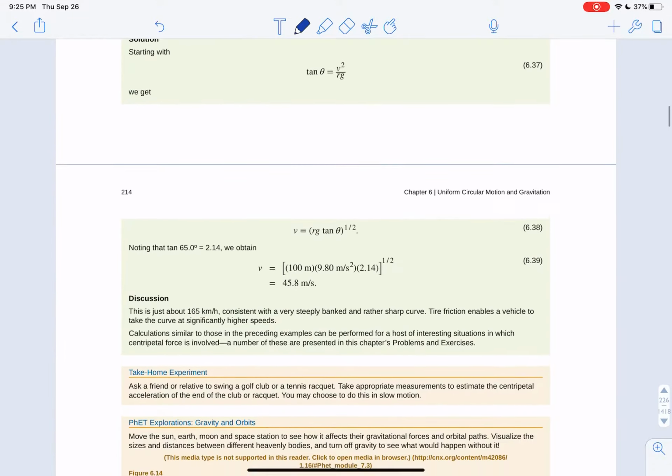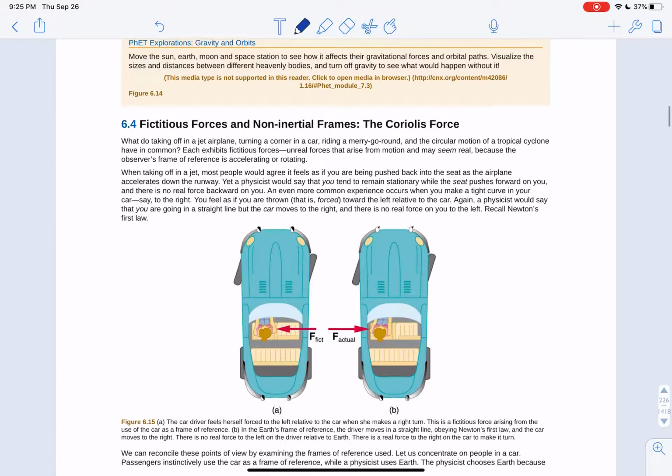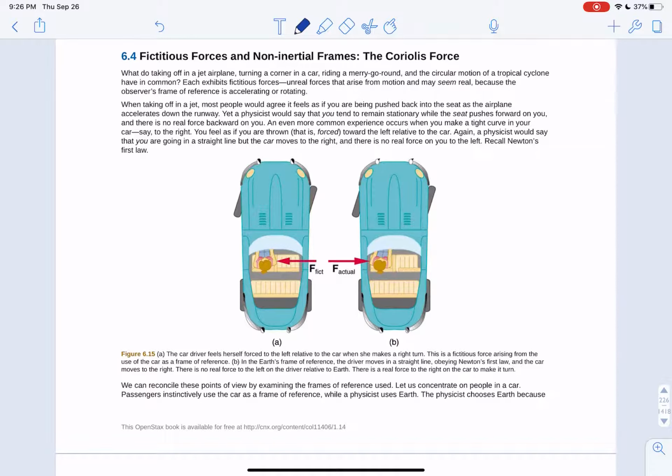Okay. So let's continue. 6.4. So fictitious forces are interesting. This is when you put a grapefruit on your dashboard in your car, you turn left, and it looks like the grapefruit just gets a mind of its own and wants to fly away.